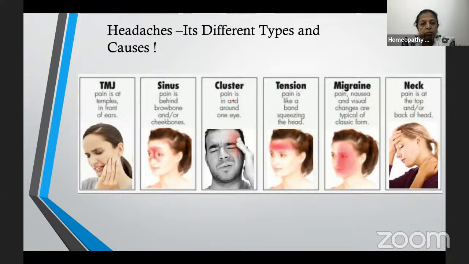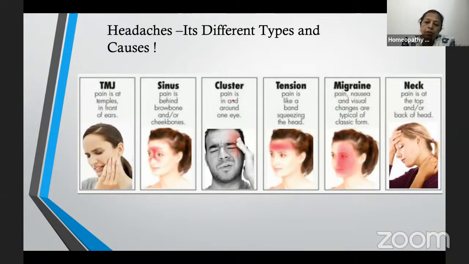And one more condition known as hypertension, high blood pressure, also can lead to headache. In this headache, usually the headache is continuous, it's a dull, and if very high blood pressure, patient can have vomiting also. One more condition known as a migraine.